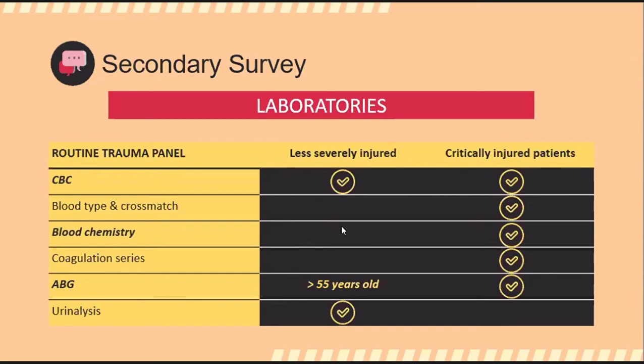Electrolytes. So pag may losses ka, lalo na pag may injuries ka sa gastric or small bowel, lalabas yung gastric and bowel contents sa abdomen. So losses yun, so it will reflect with your blood chemistry. So mag-hypokalemia ka, hypernatremia. Coagulation series, ABG to check if acidotic, and urinalysis.